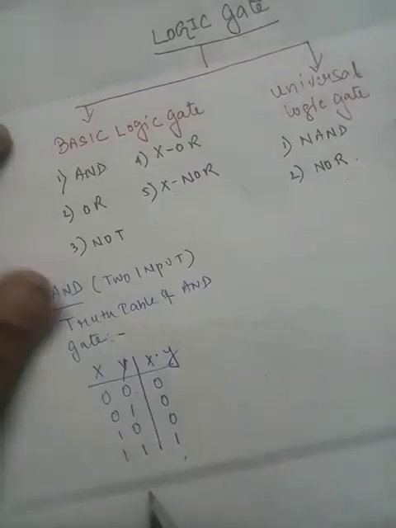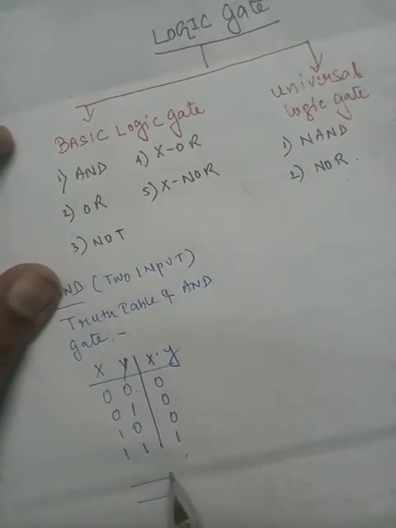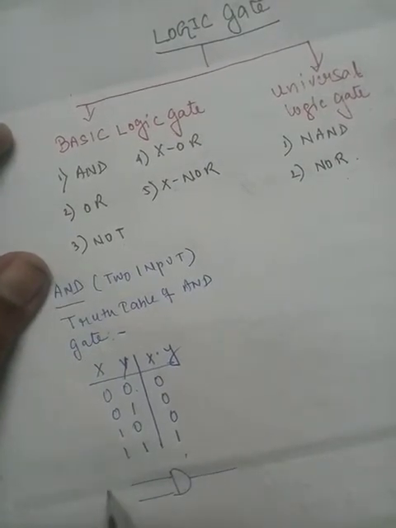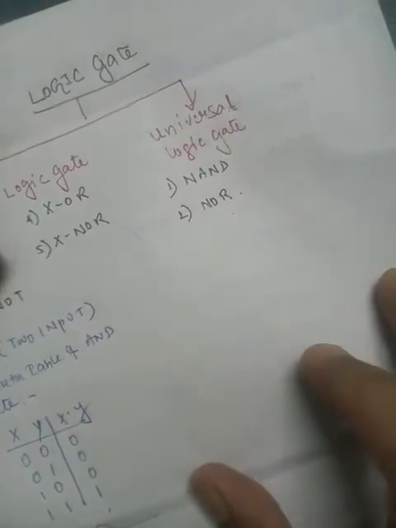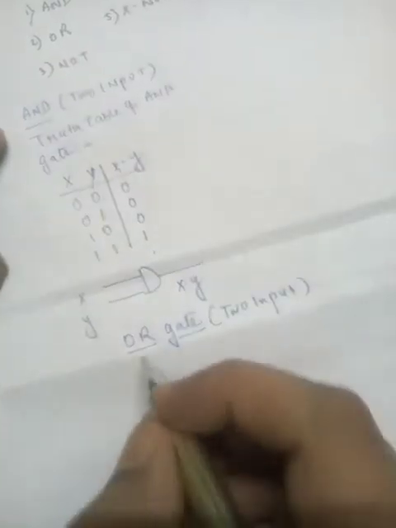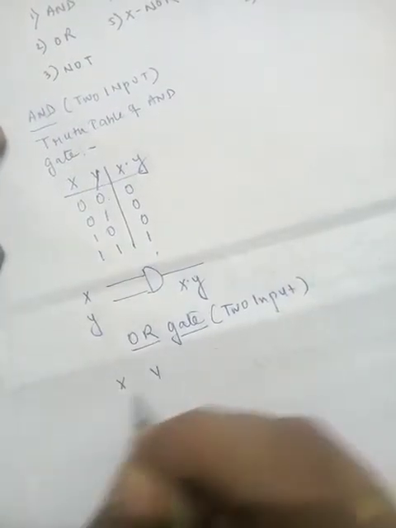So what is the diagram of this AND gate? 2 input. This is the actual diagram. Okay, now we will go to the OR gate, two input, because 2 input is mainly in your syllabus. Again the same truth table, but the symbol will be different.